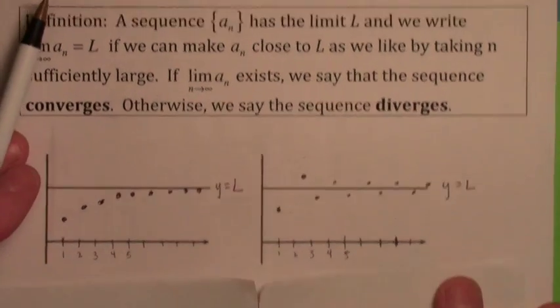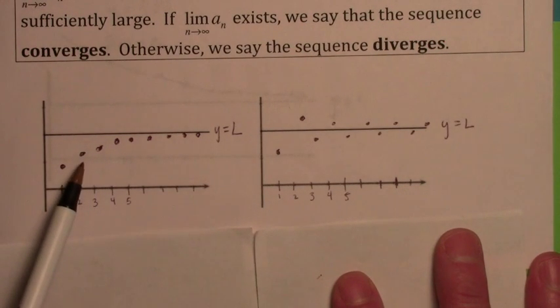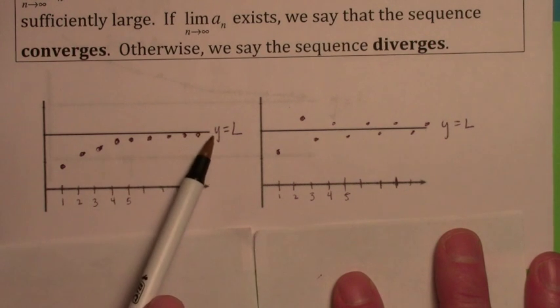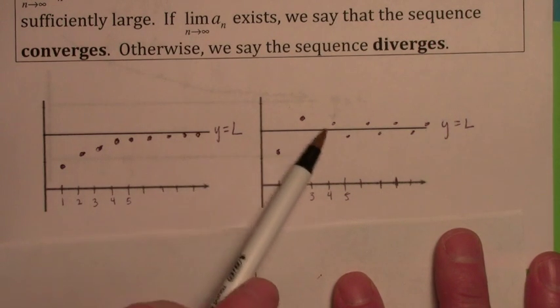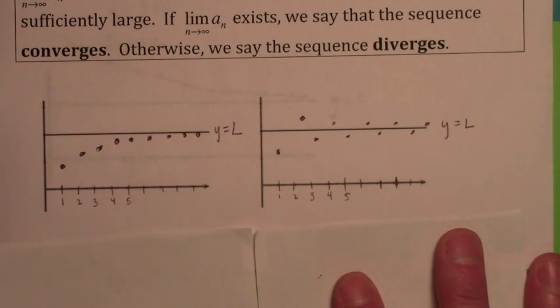Here's the idea. If you have a sequence, and these dots represent the a sub n's, as n gets bigger, the a sub n's are getting close to some value L. They don't have to be less than it. They could be above it and below it and so on, as long as you're getting closer to it as n gets large.